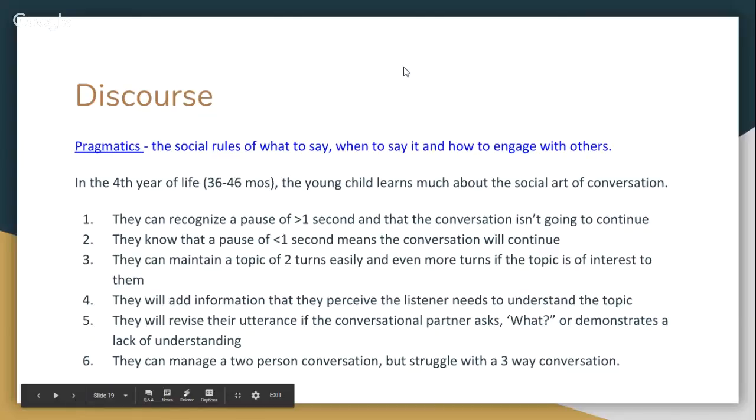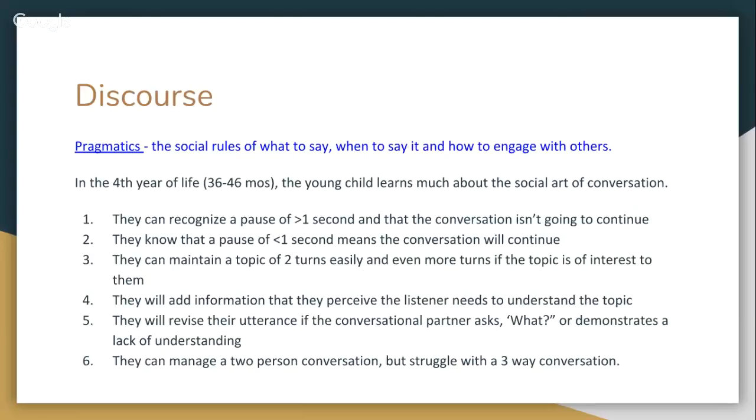Another development during the preschool years is pragmatics, the social rules of what to say, when to say it, and how to engage with others. During the 4th year of life, between 36 months and 46 months, the young child is going to learn so much about the art of communication. In fact, we know that they can recognize by this age a pause of greater than a second means that this conversation isn't going to continue. They know that a pause of less than a second means the conversation will continue. And they can take turns, 2 easily, and often even more if the topic is interesting to them.